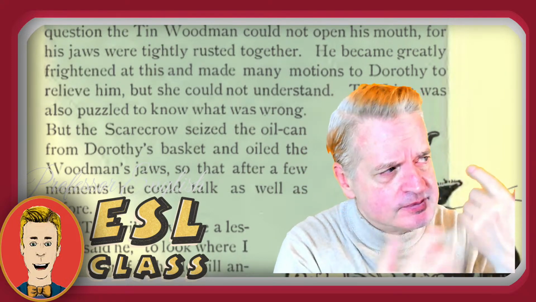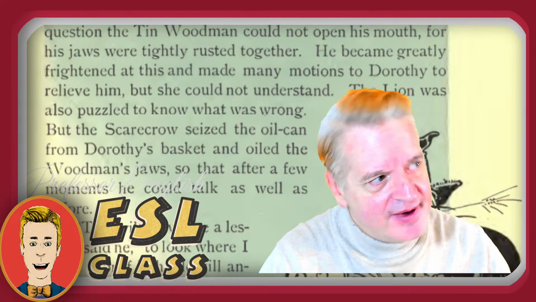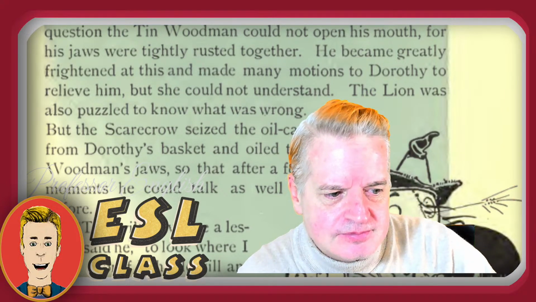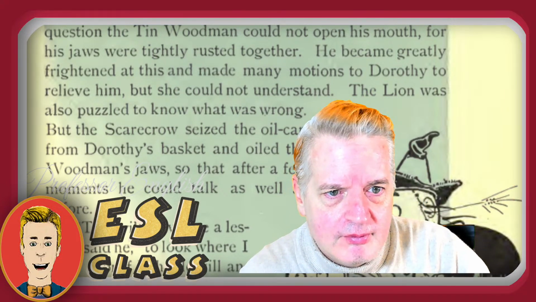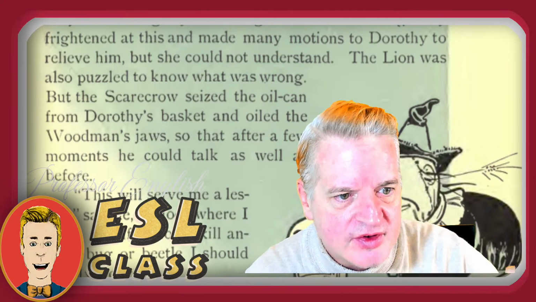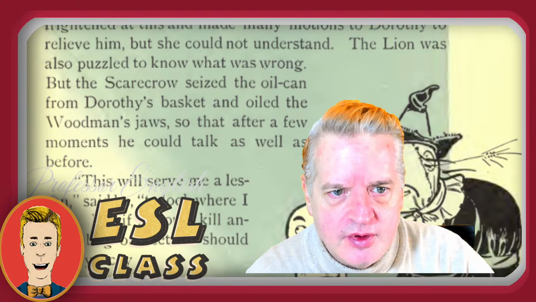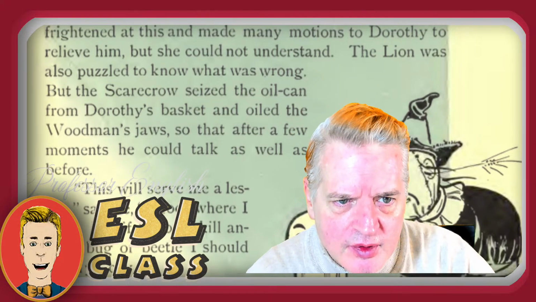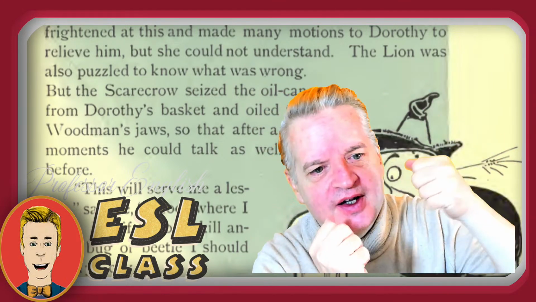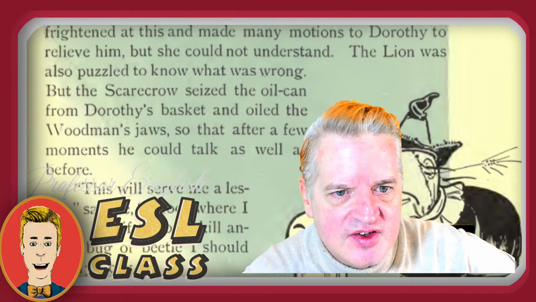So he's crying, and that's making his joints rust. And now he's telling Dorothy that he needs oil. But she could not understand. The lion was also puzzled. Remember, puzzled means confused. Also puzzled to know what was wrong. But the Scarecrow seized. To seize something means to take it. He seized it. He took it without permission. He took it. He seized it.